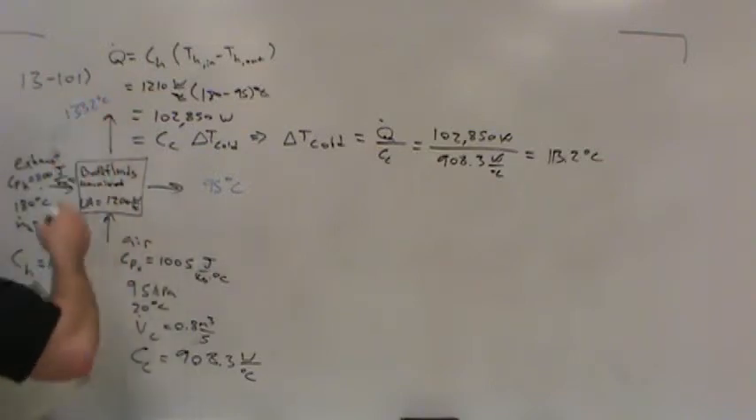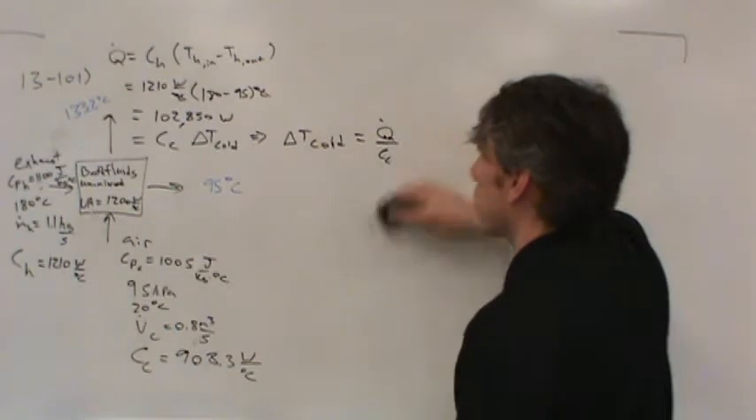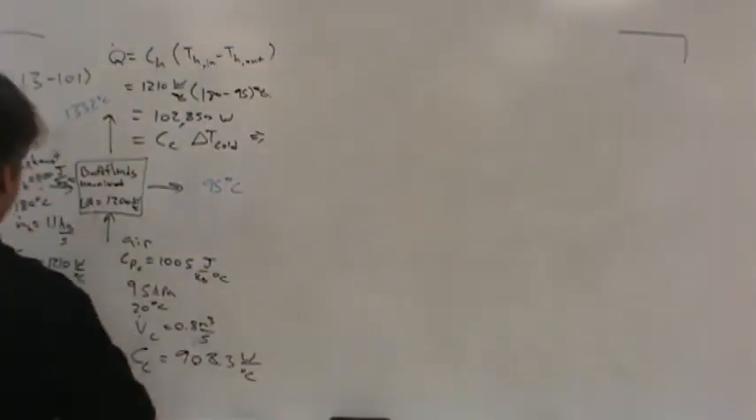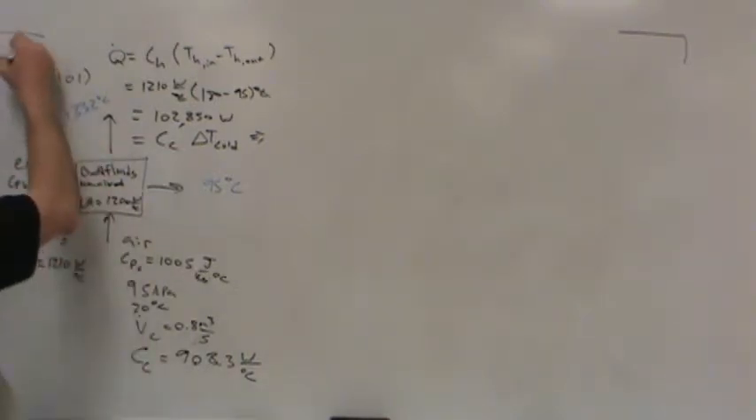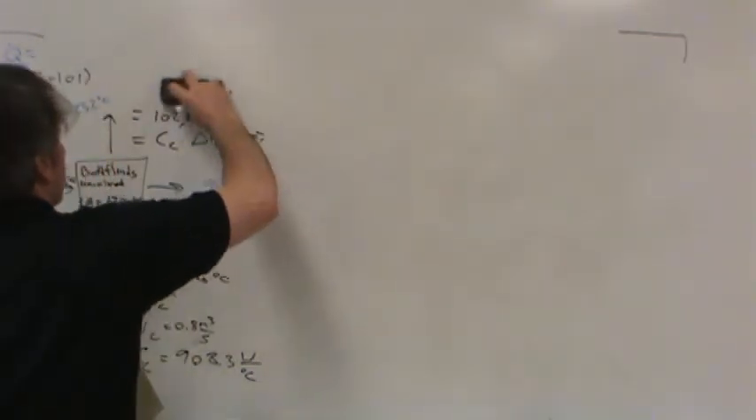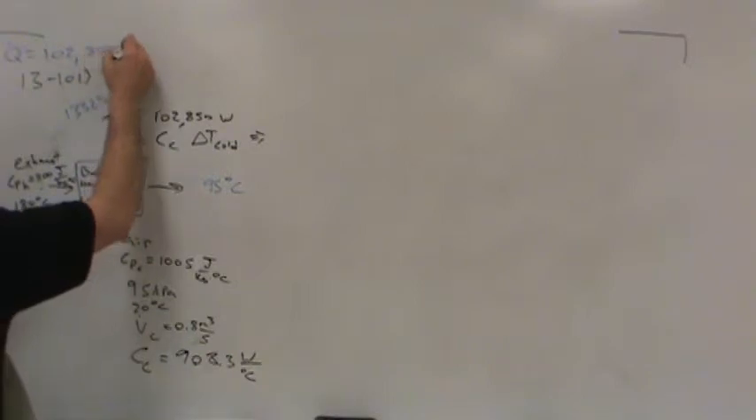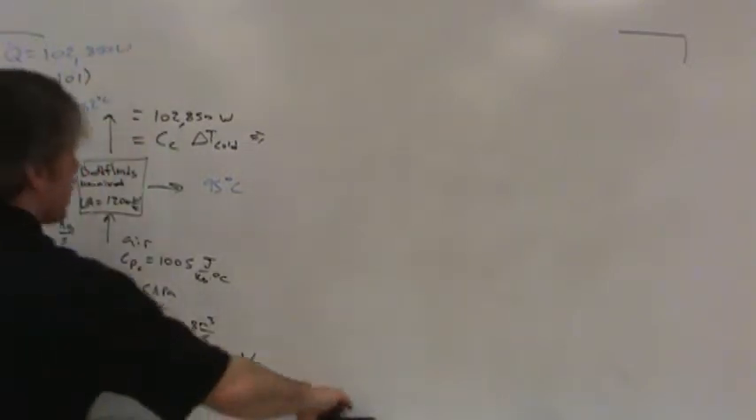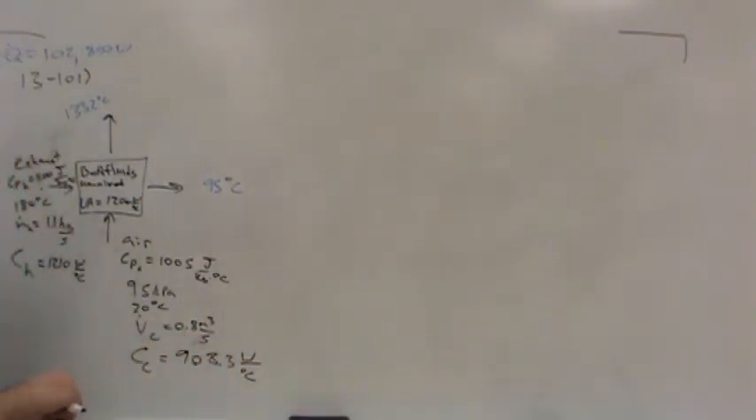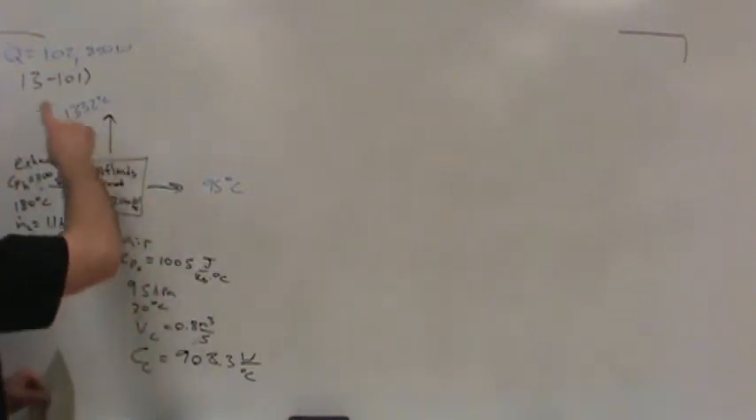Now I wrote that temperature in blue because this is the actual performance of our heat exchanger. Okay. And I'm just going to make a note in blue as well that Q dot is 102,850 watts, because all these numbers in blue are just the actual performance that was given. This is not the problem that our authors intended for us to solve. Okay, this is the actual performance of this heat exchanger.